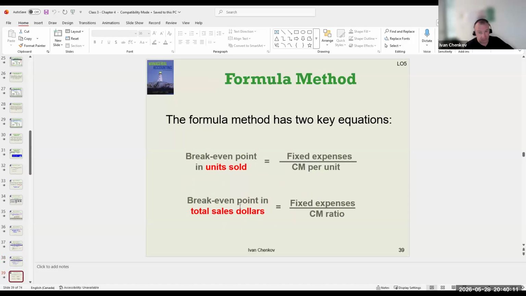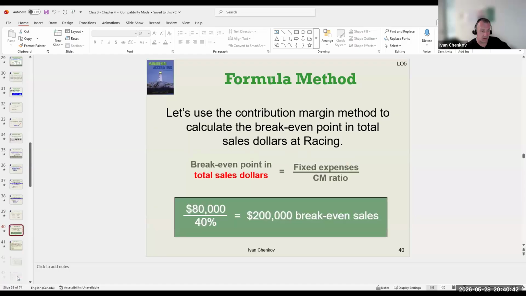The formula method, again, is the one that I showed you with the final formula, in which the fixed expense is in both formulas. You can see it for units sold and total sales. The numerator is exactly the same, fixed expenses. The denominator looks similar. Contribution margin is involved in both, but for the number of units, it's contribution margin per unit. For the total sales, it's contribution margin ratio. And when we express it, we can get exactly the same result.